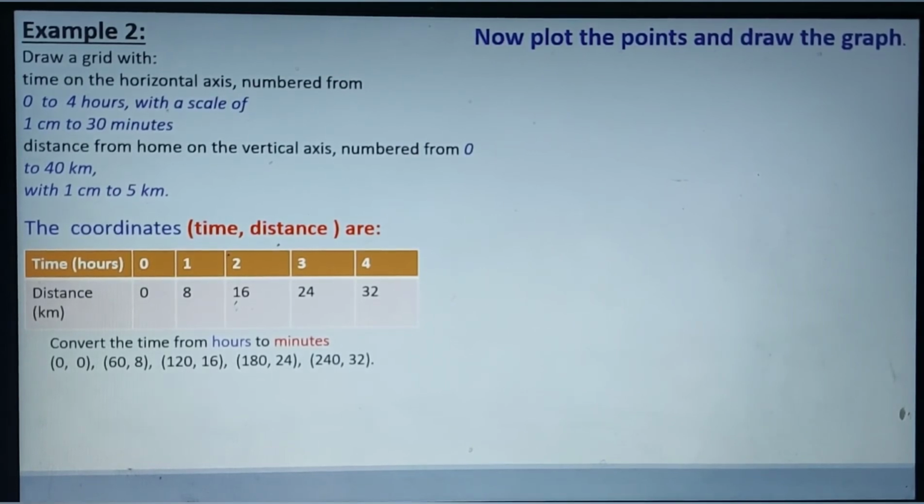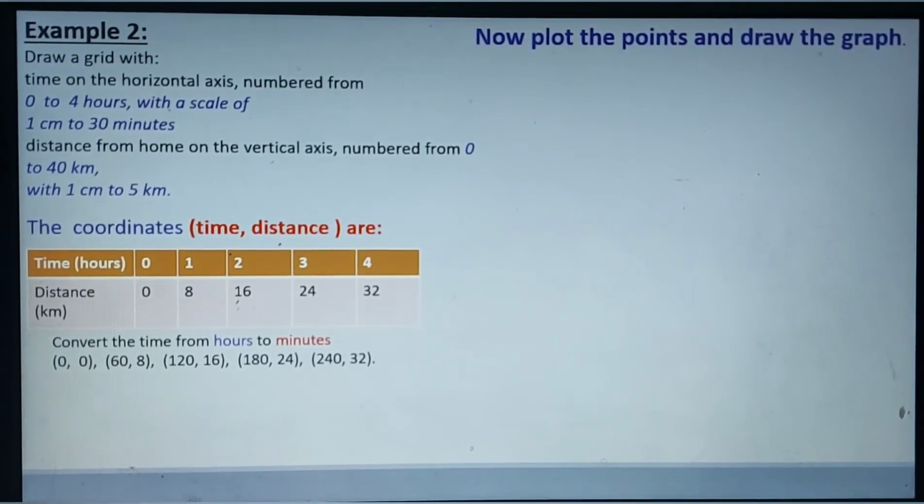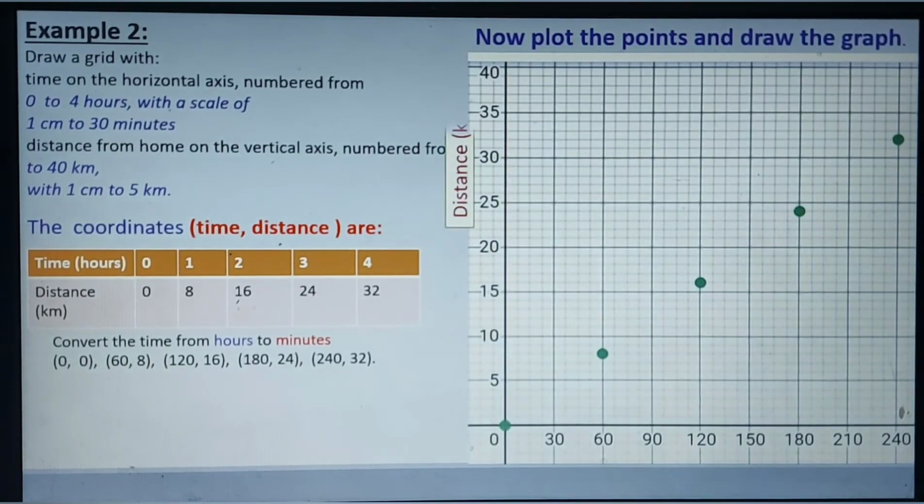Example 2. So we're given a table of values that show the relationship between the time and distance. We're required to draw a graph using the table of values. So you need to write out the coordinates in order for you to draw the graph. But before we draw the graph, look at the instruction given above. It says draw a grid with time on the horizontal axis numbered from 0 to 4 hours with a scale of 1 centimeter to 30 minutes.